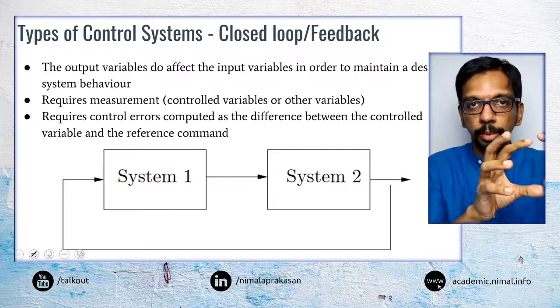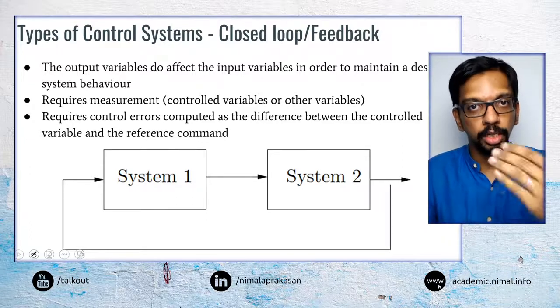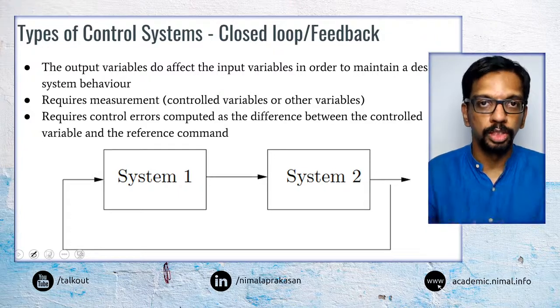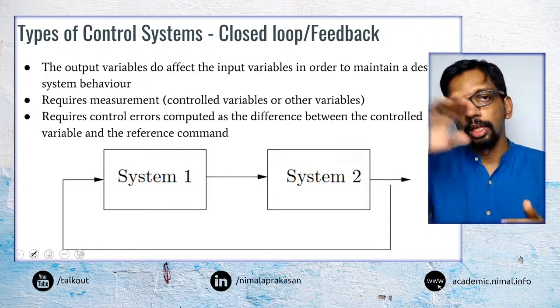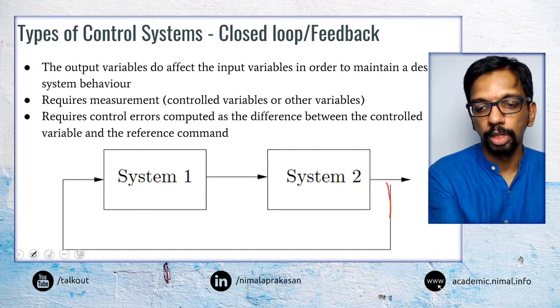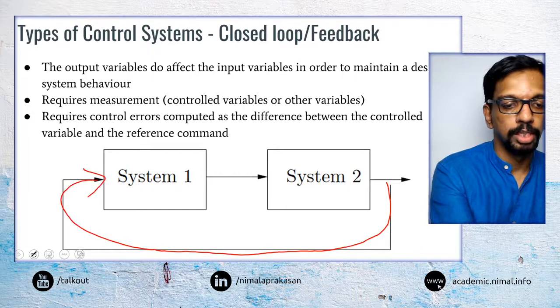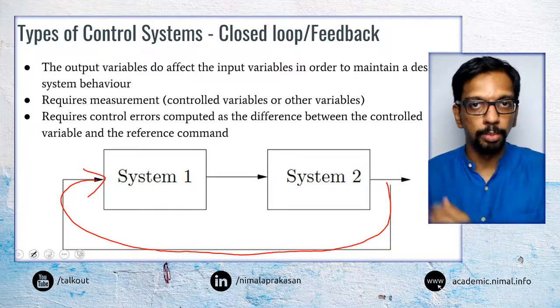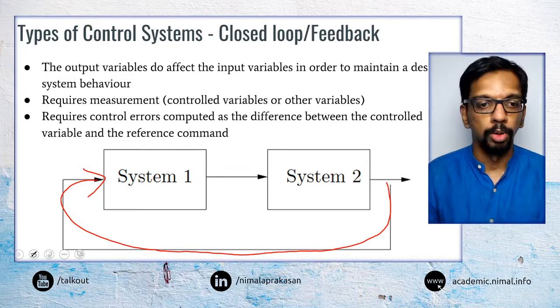Then the controller can compare that and see whether it still needs to cool the room, or it now needs to heat the room, or how much it needs to cool or heat. So again, that feedback will be going from the output back to the input. That is the basic idea, or the main difference, between feedback control systems and open loop control systems.